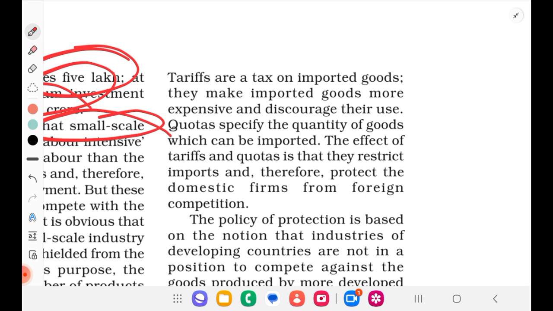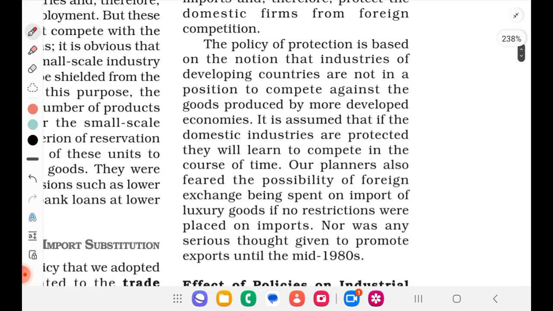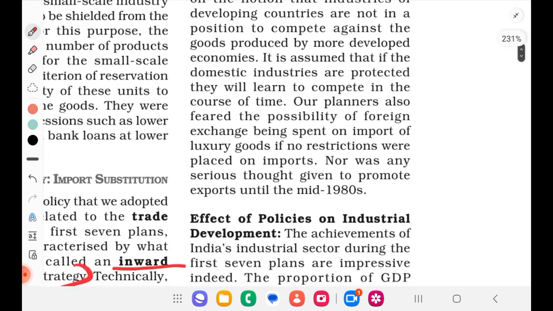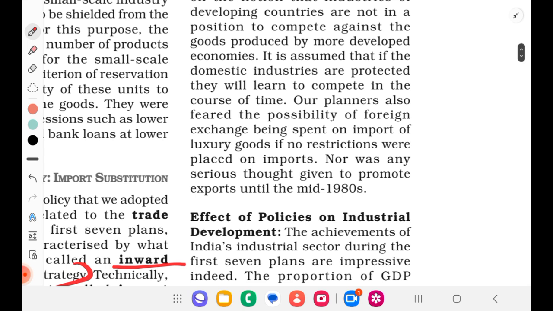The policy of protection is based on the notion that industries of developing countries are not in a position to compete against the goods produced by other developed economies. It is assumed that if the domestic industries are protected, they will learn to compete in the course of time. Our planners also feared the possibility of foreign exchange being spent on import of luxury goods if no restrictions were placed on imports. Nor was any serious thought given to promote export until the mid-1980s.